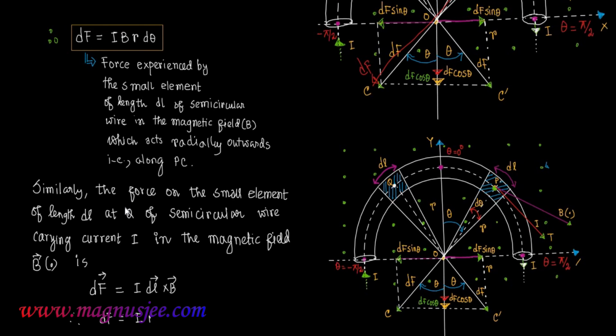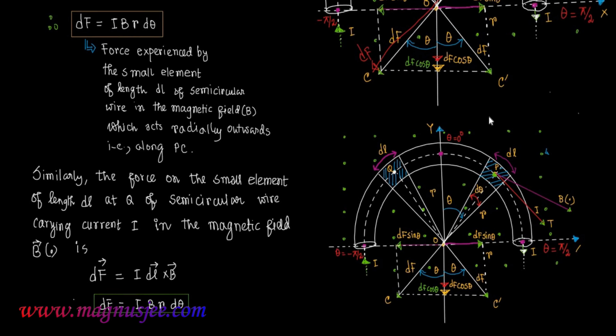Therefore, dF is equal to I B r d theta, that is the force experienced by the small element of length dl at the point Q on the semicircular wire, which acts along the direction QC prime, that is along OC prime.